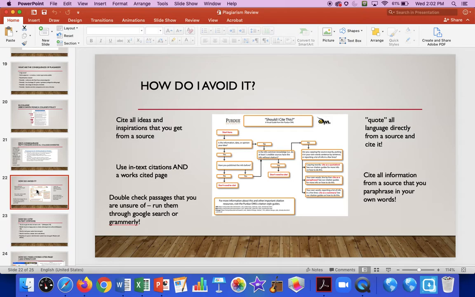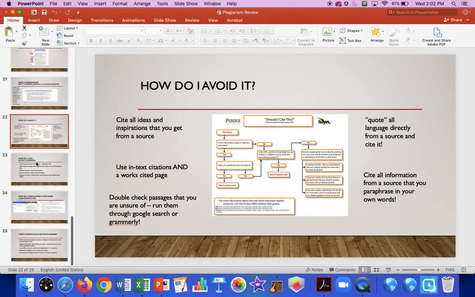Quote all language directly from a source and cite it. Cite all information from a source that you paraphrase in your own words. So whether you directly quote it or whether you paraphrase it, you have to have that in-text citation and you have to have the works cited page.